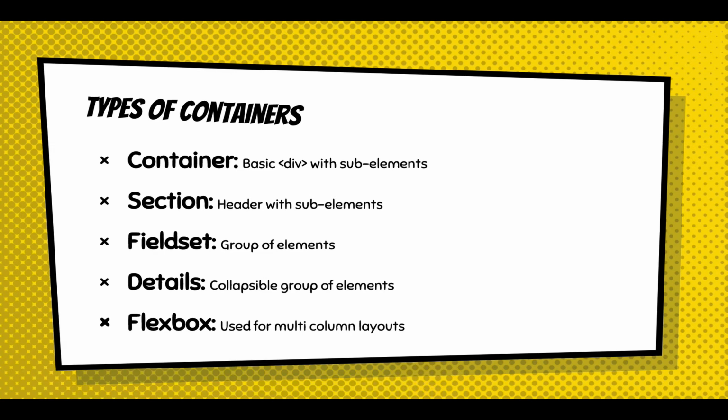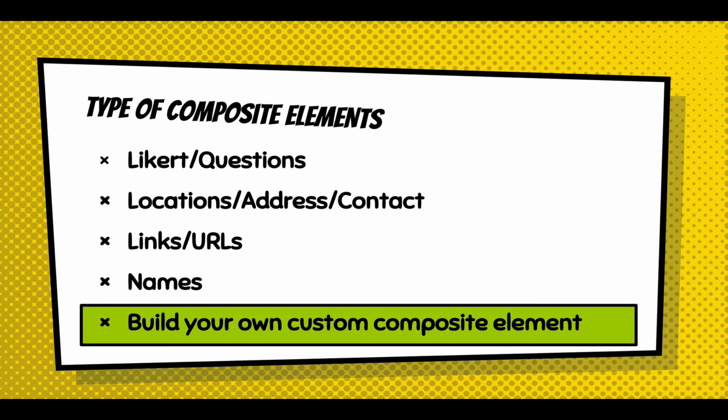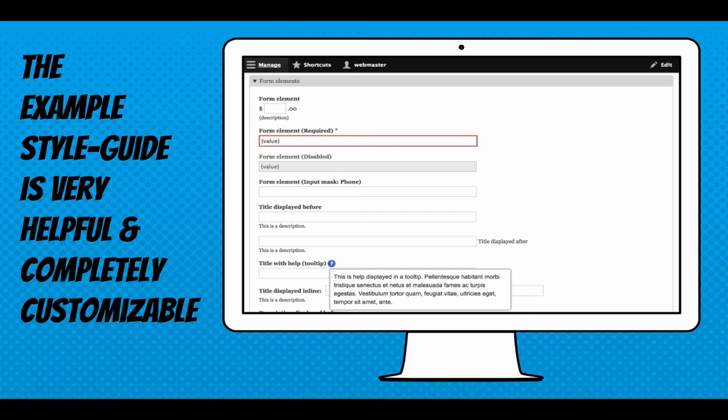Containers, we kind of talked about. You can do a section, field set, details, flex boxes for multi-column layout. And there's examples of all this, and we're going to get to those. Composites, these are good examples of composites, like a Likert element, an address, links, names. And you can actually build your own custom composite elements in the UI. Probably won't go in that direction right now, but you should explore that.